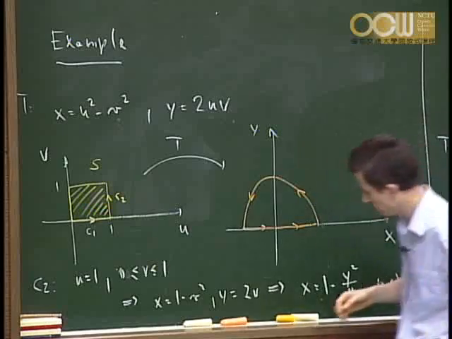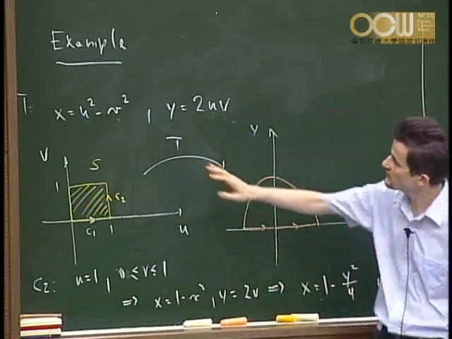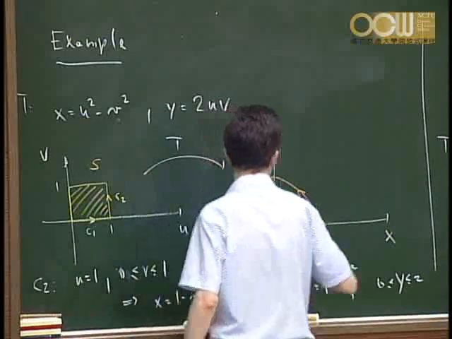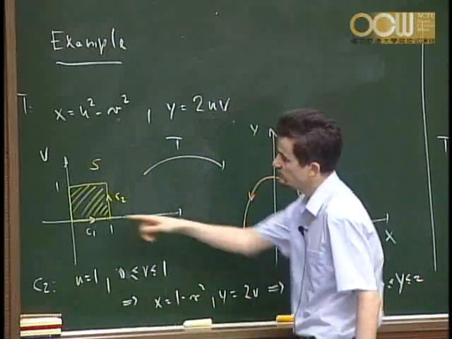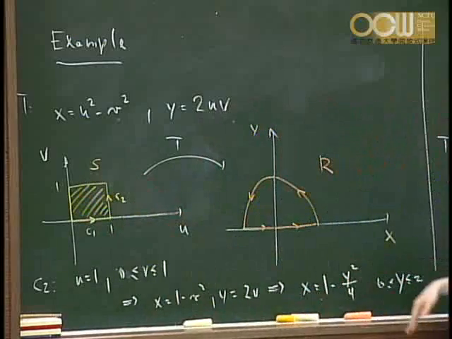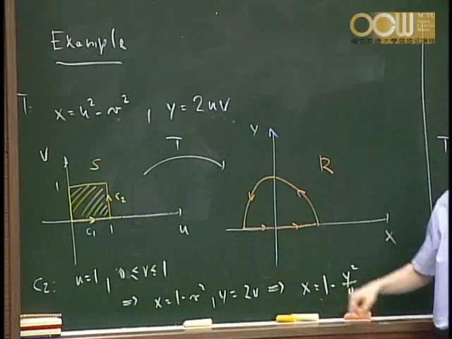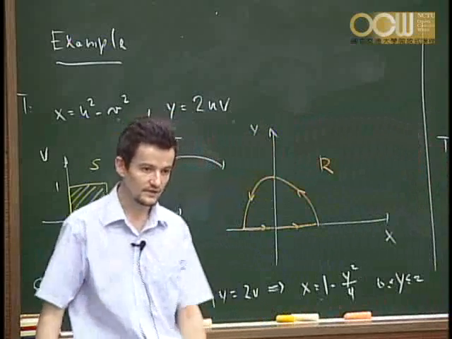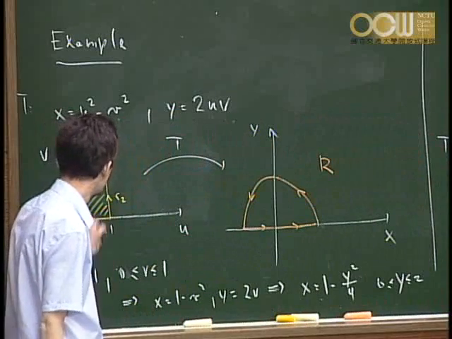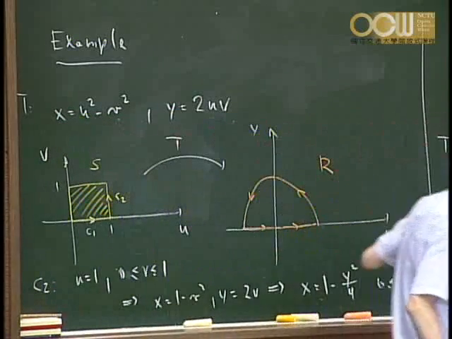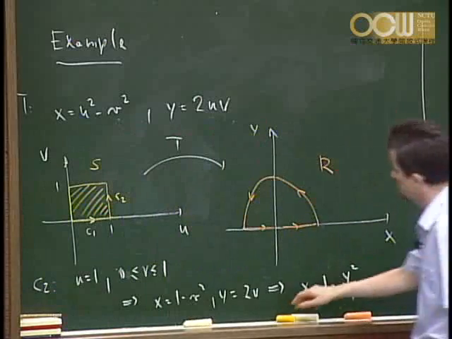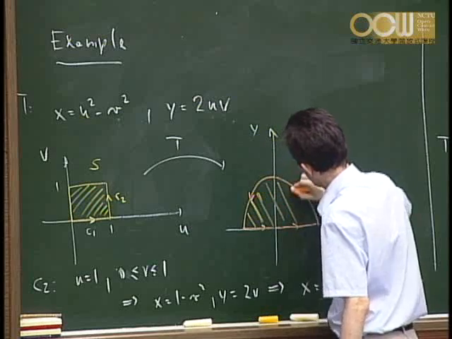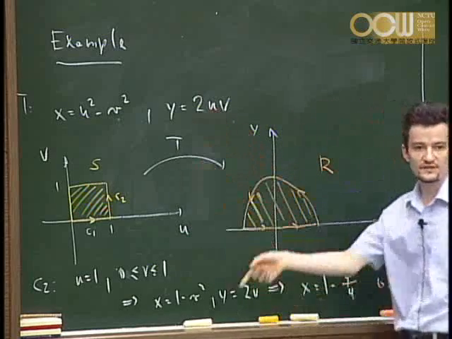So you see, in particular, for this special transformation, the boundary of S gets mapped onto this boundary. If I just consider here the boundary of S, the image under T will be this curve here. And it's easy to see that for this special function, what is inside gets mapped into what is inside here. So under this transformation, S gets mapped onto R.